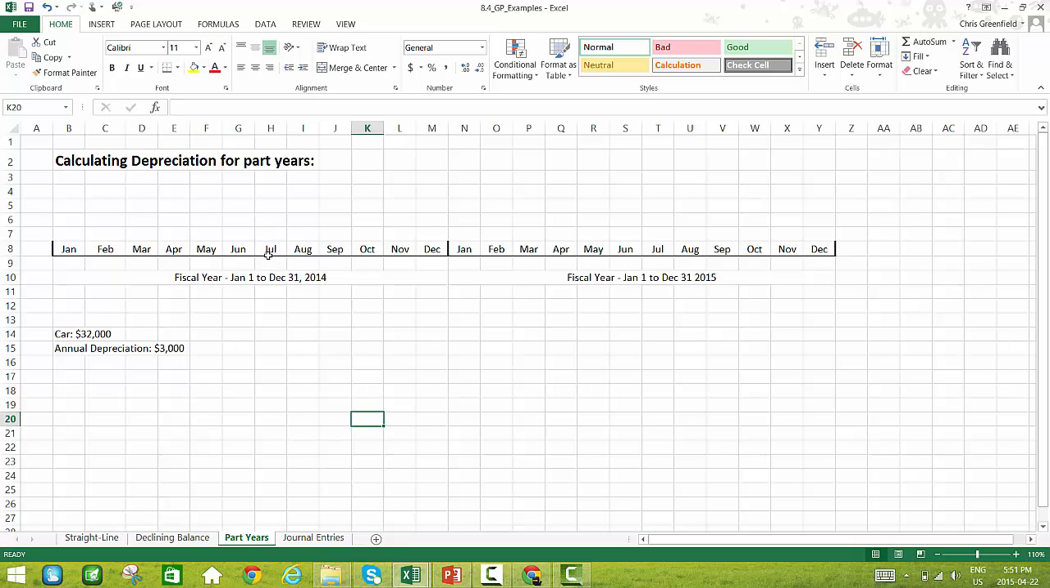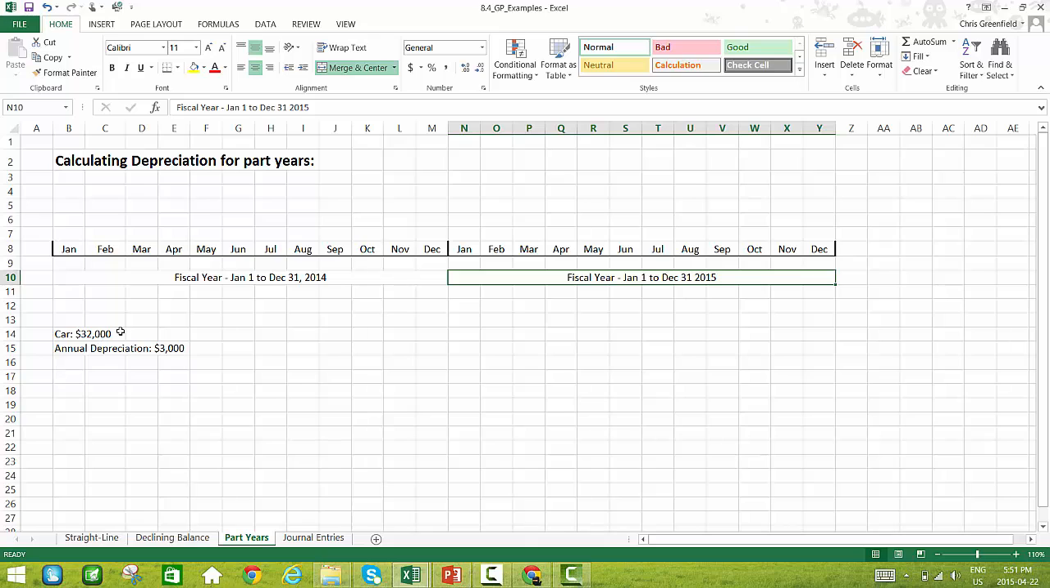So I've got a little bit of a timeline going here. We've got our fiscal year, which is the same as the calendar year in this case, from January 1st, 2014, and then our second one in 2015. So we've got 2 years worth here. We're going to use our same example as we have been so far. We're using the car that's $32,000. In this case, we're going to use the annual depreciation from the straight line method of $3,000.